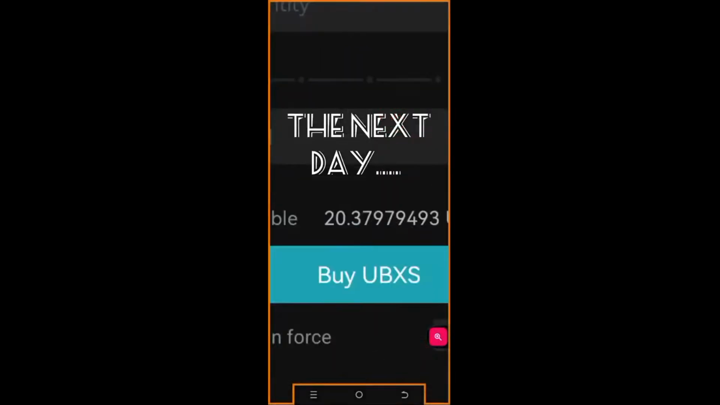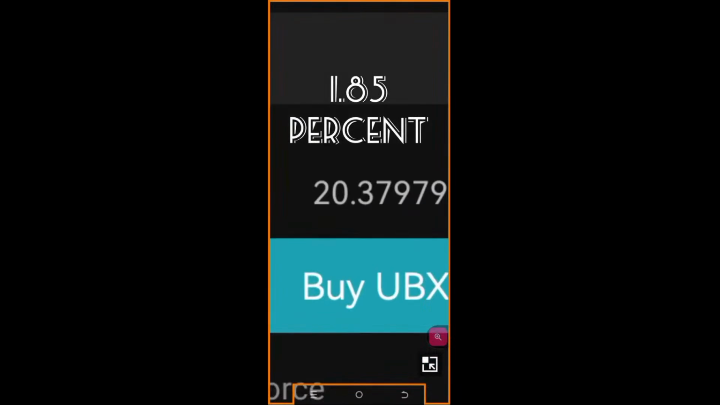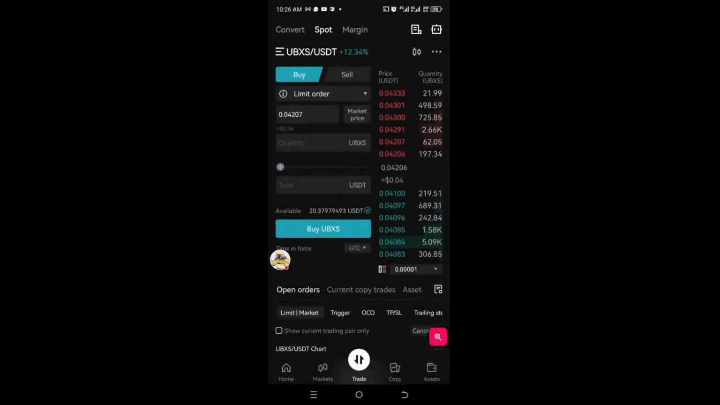Oh yeah, BitGet has executed. Just about 1%, kind of less than 1%. So UBXS, what a name. UBXS has executed. All right, so we have 37, almost 38 cents here. If we check in the history, we'll be able to check exactly how much it gave us.